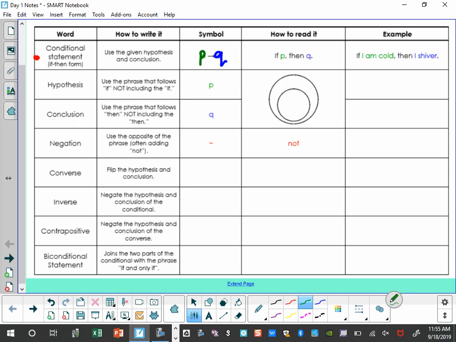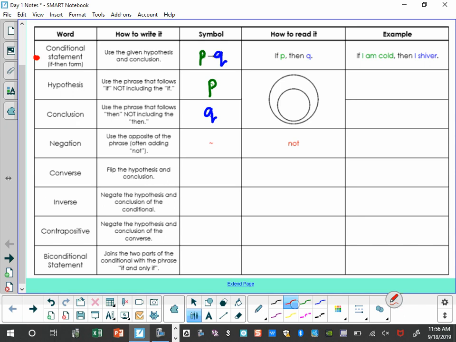Your hypothesis is always the phrase that follows the word if. It does not include the word if, but when I say P to Q, the P means hypothesis, the Q means conclusion. Mine's a little small, so I'm writing it over. So look at our example. If I am cold, then I shiver. If my hypothesis is right after the word if, that first phrase, what is my hypothesis going to be?